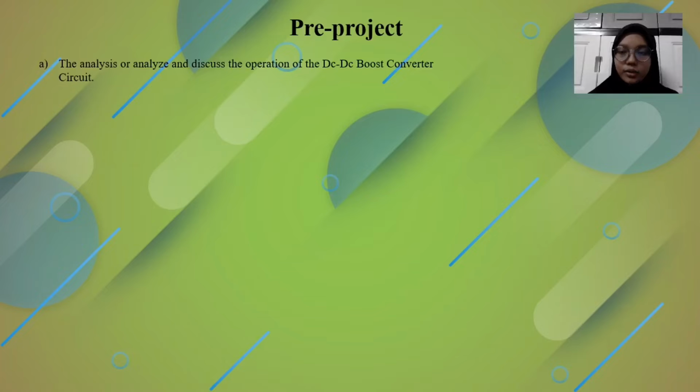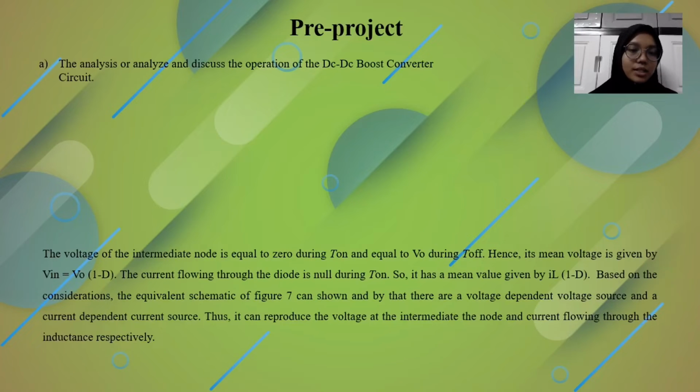So I do the part of the pre-project. We know the pre-project has 3 contents, and the first content is to analyze and discuss the operations of the DC to DC boost converter circuit. The voltage of the intermediate node is equal to 0 during T on and equal to VO during T off. Hence, its mean voltage is given by Vin equal to VO multiplied by (1 minus D).